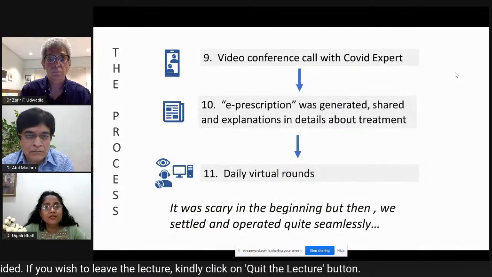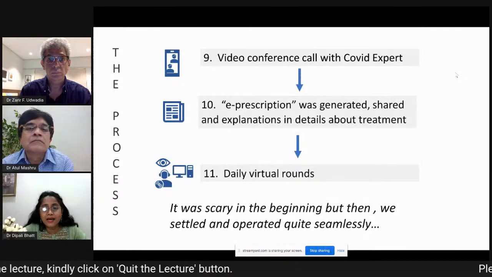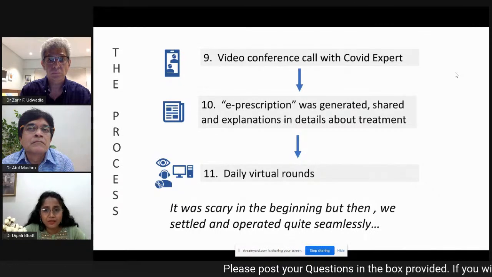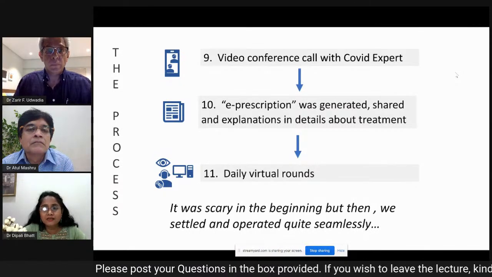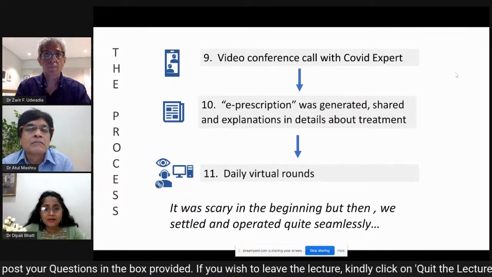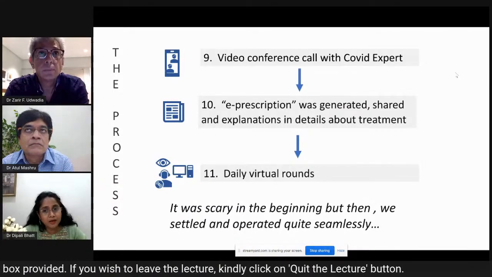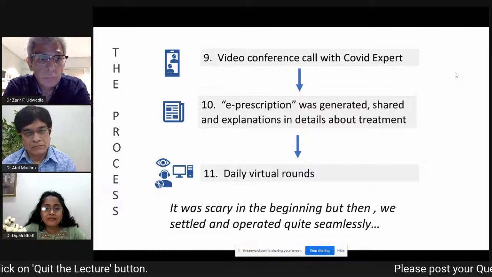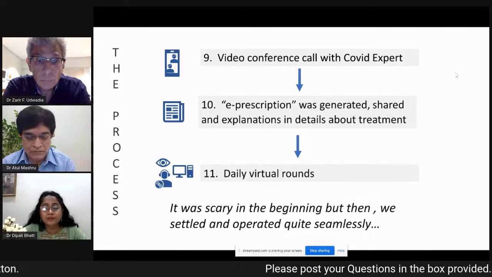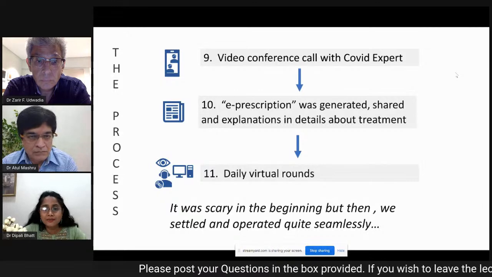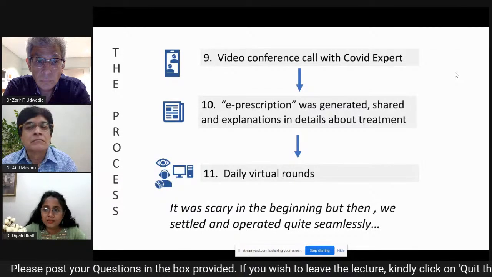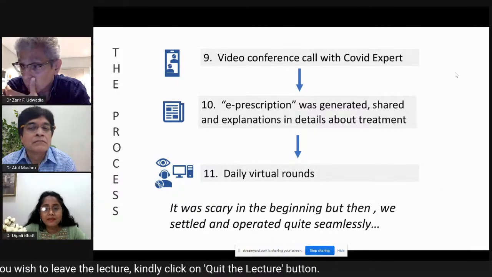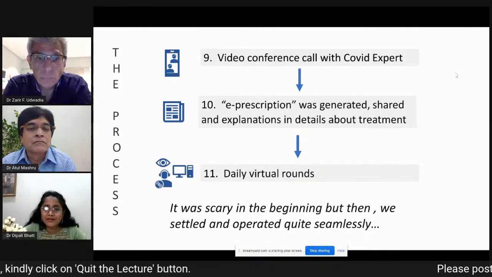Step 9. The video conference call with the COVID expert had our team of doctors, the consultant, the patient, and his chosen family members. We presented each case with the full and detailed history, relevant past history, BMI, comorbidities, current medications, and the vitals like temperature, pulse, BP, oxygen at rest, oxygen after the 6-minute walk test, and the breath holding time.